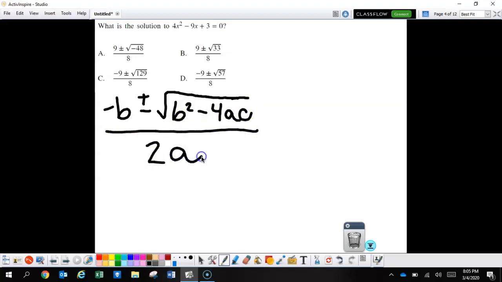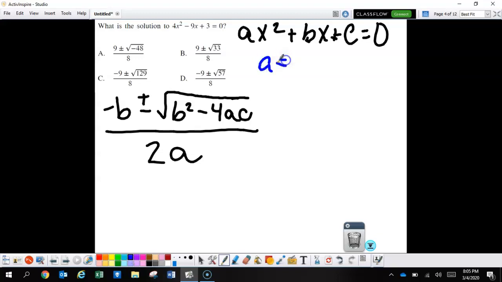Now, you do not have to memorize this. This is going to be on your formula chart, okay? You do have to memorize this, though, and that is ax squared plus bx plus c equals 0. And actually, no, you don't. I lied. That's on your formula chart as well, now that I think about it. So here my a is 4, my b is negative 9, and c is 3.